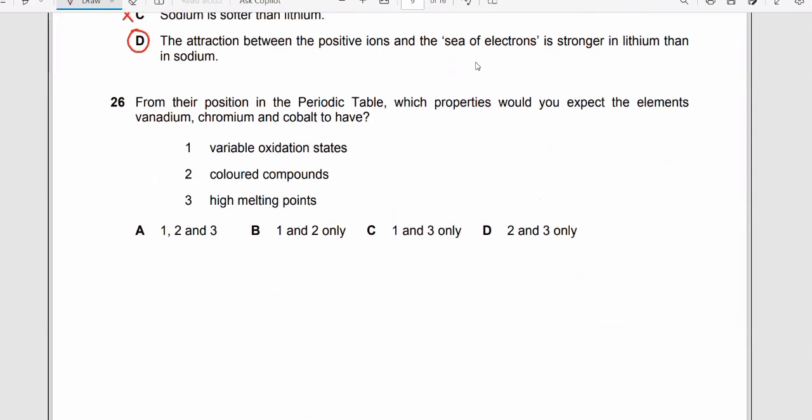From their position in the periodic table, which properties would you expect the elements vanadium, chromium, and cobalt have? They are all transition elements. They have variable oxidation states, it's okay. Colored compounds, it's okay. High melting points, that's also okay. Vanadium, chromium, and cobalt. So A is okay because they are transition elements, so all these features belong to them.